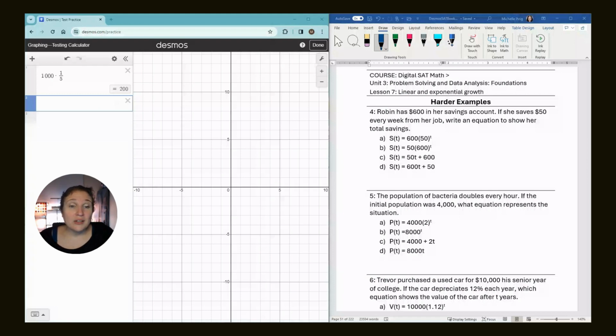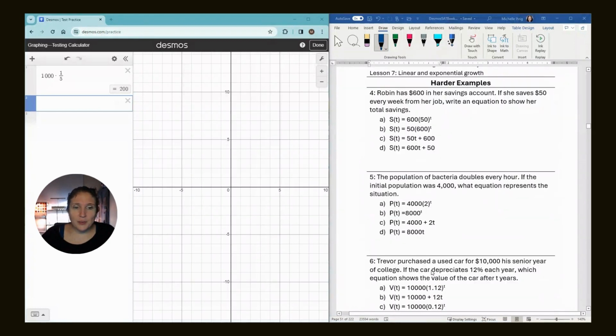All right, let's look at Unit 3, Lesson 7 in Khan, which is linear and exponential growth. And we're going to see how the Desmos calculator can help us. We're on question number 4, and if you have my book, we're on page 51. Robin has $600 in her savings account. If she saves $50 every week from her job, write an equation to show her total savings.